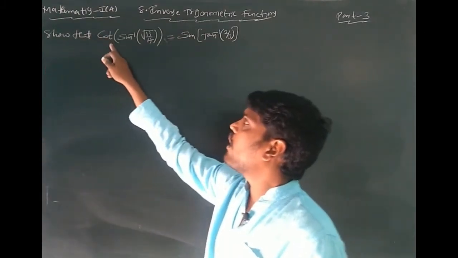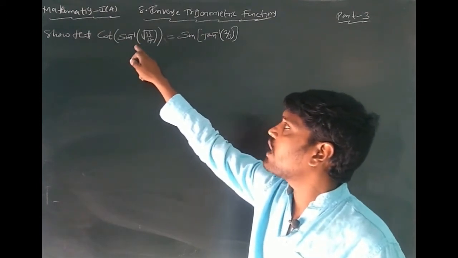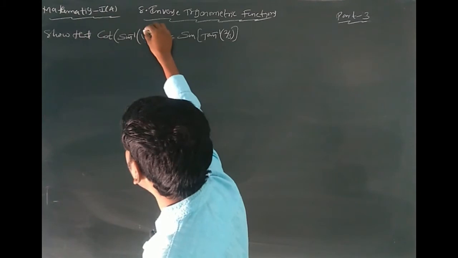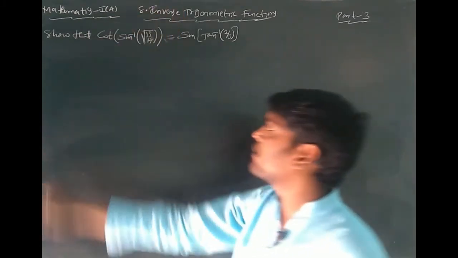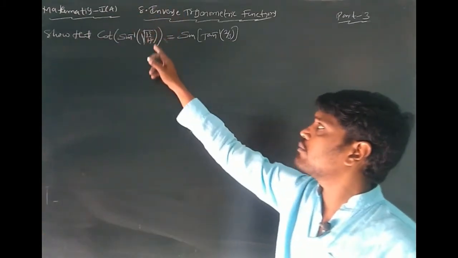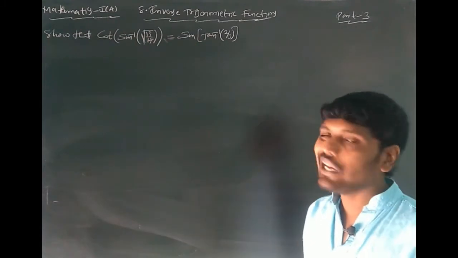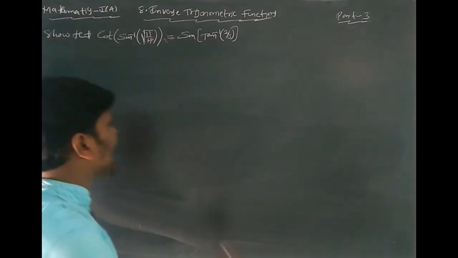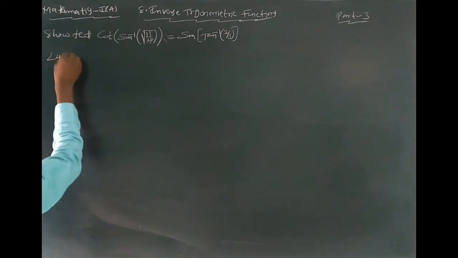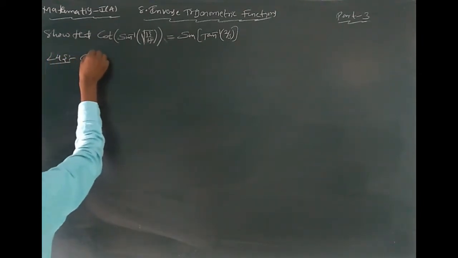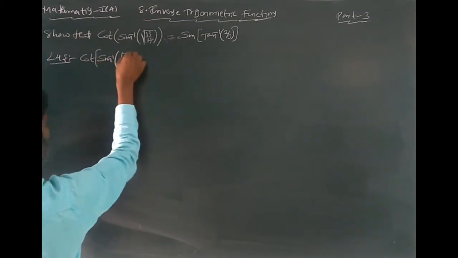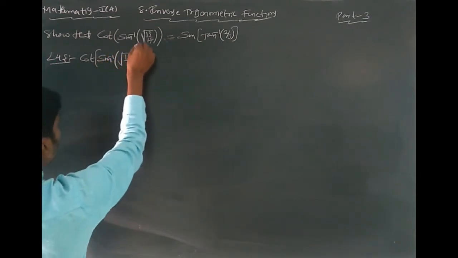Show that cot of sine inverse of square root of 13 by 17 equals sine of tan inverse of 2 by 3. Square root belongs to numerator and denominator. First of all, we have to take the LHS part. What is that LHS part? LHS part is cot of sine inverse of square root of 13 by 17.